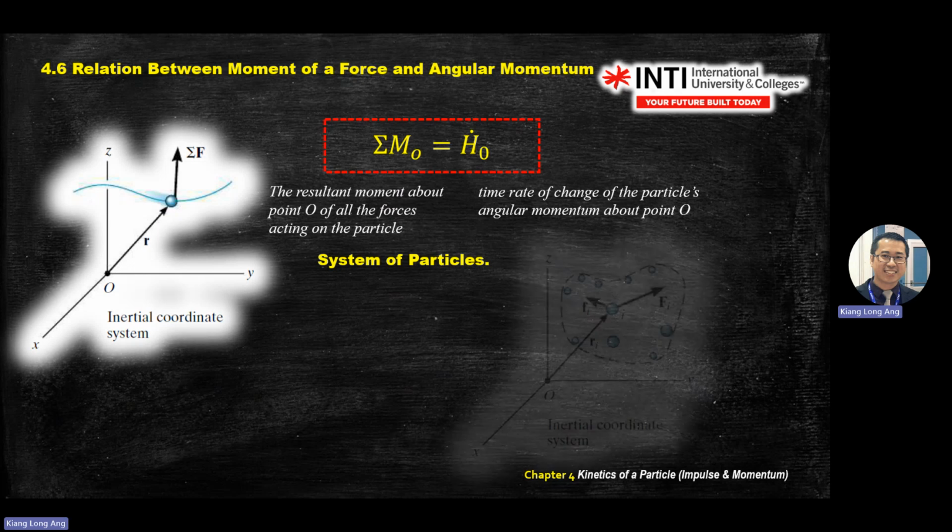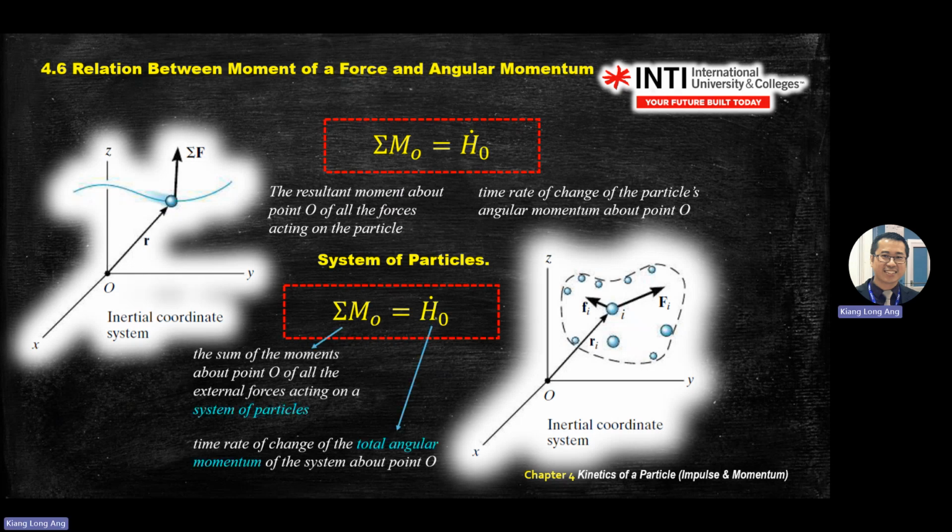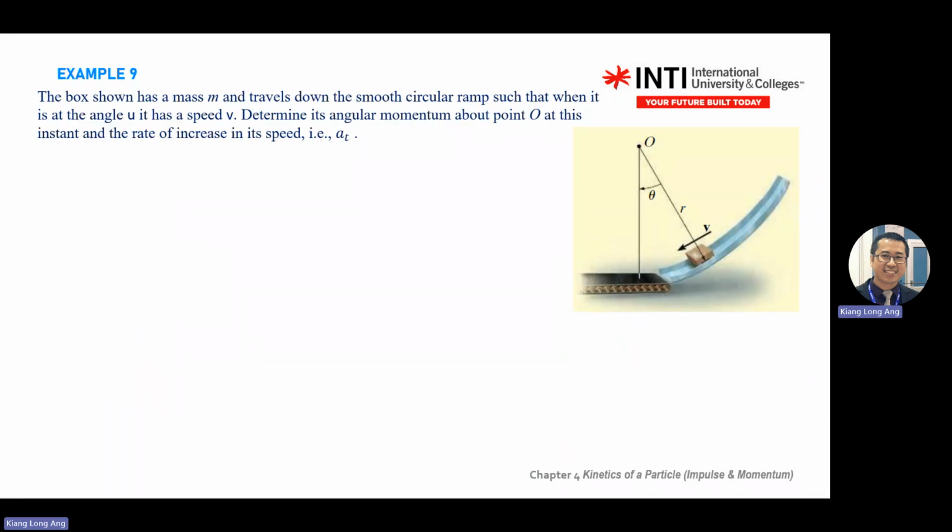Okay. So if you have a system of particles, you just add another summation there. What is important for the second half is this equation, right? It gives you moment. You can use moment equal to dH/dt, which means you take the angular momentum and differentiate with time. Okay, so let's see how this one works.